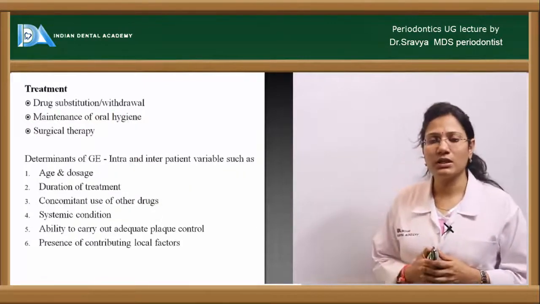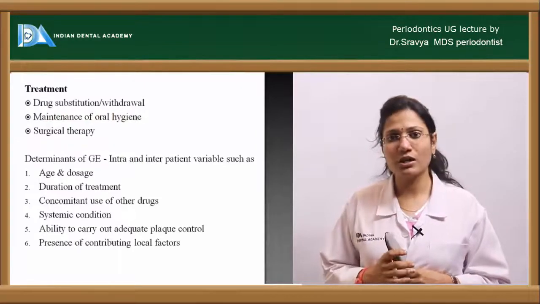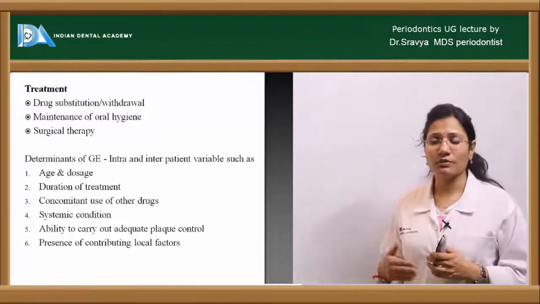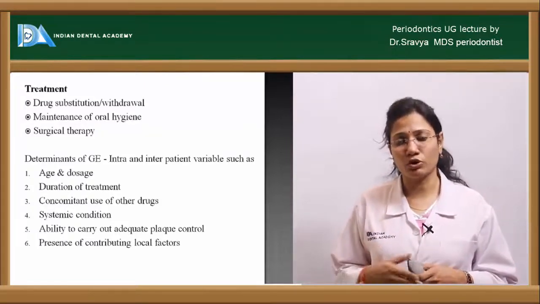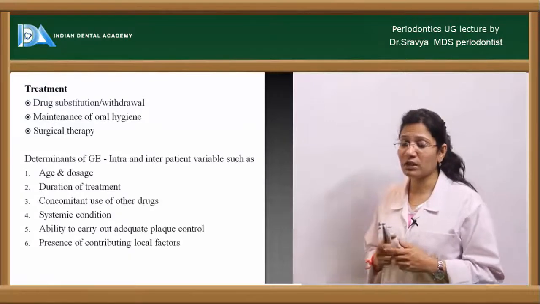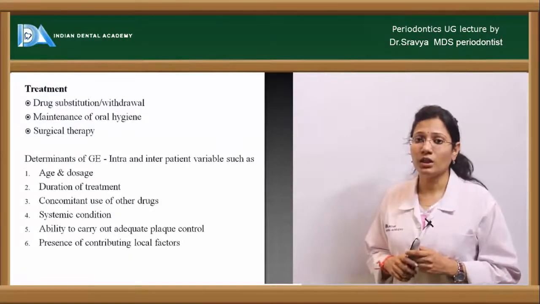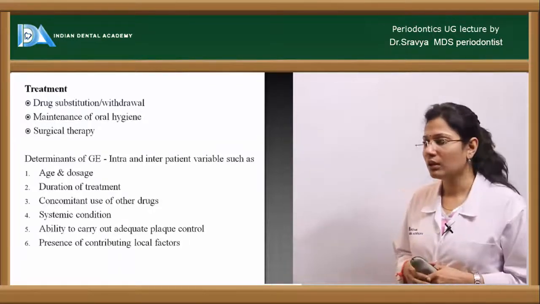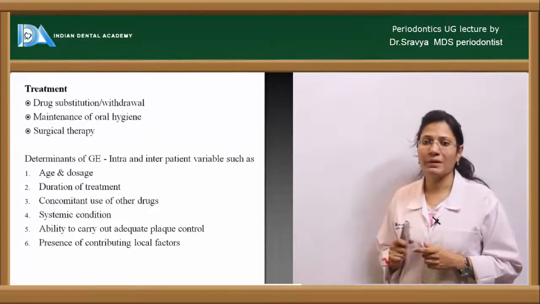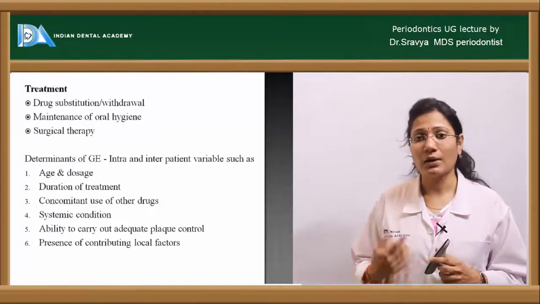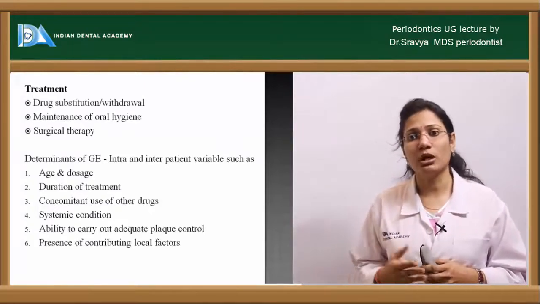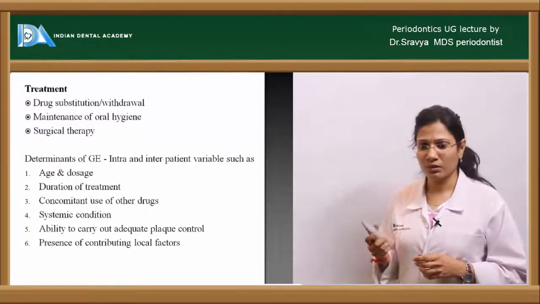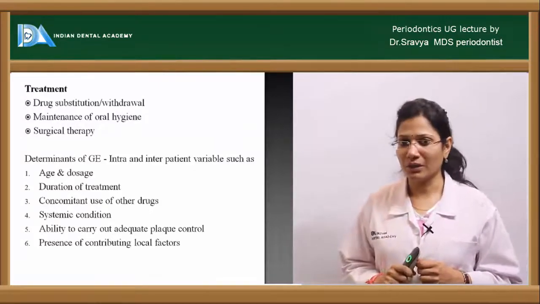What is the treatment for this drug-induced gingival enlargement? The first thing you should think of, if it is recurring even after repeated protocol, is taking a physician's consent and then changing the drug, or substituting the drug with another. And then you have to make sure that the patient is able to maintain oral hygiene, and maybe if the enlargement is too much, you have to do a surgical correction, that is your gingivectomy procedures.